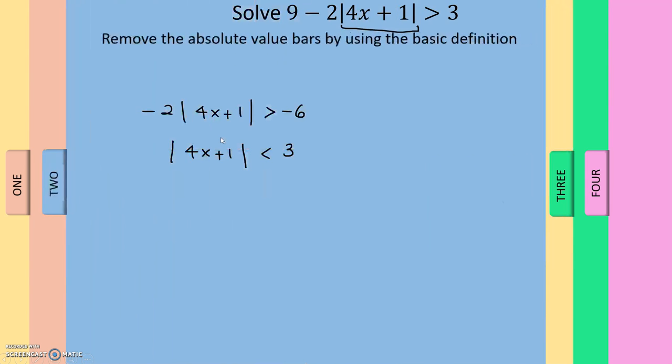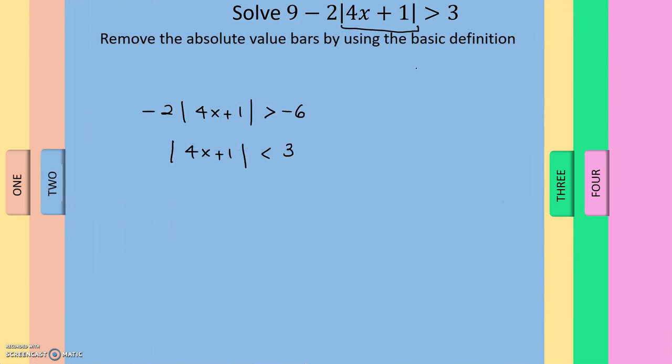So the second step, remove the absolute value bar by using the basic equation. We have to draw our real number line first: 0, 3 and negative 3. From 0 until 3, this is 3 units. From 0 until negative 3, this is also 3 units. By using the definition, this is actually the distance from 0. So we want the distance from 0 to be less than 3 units.